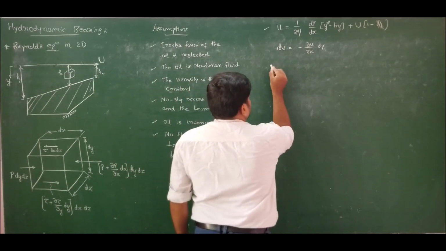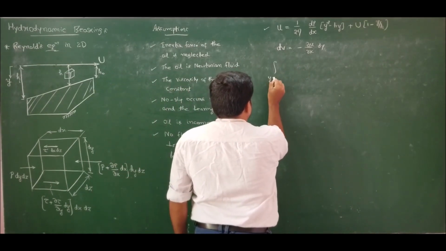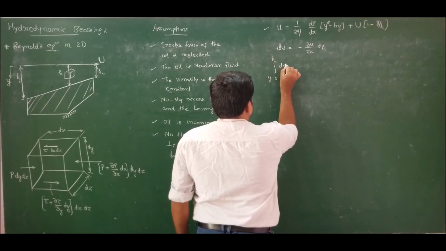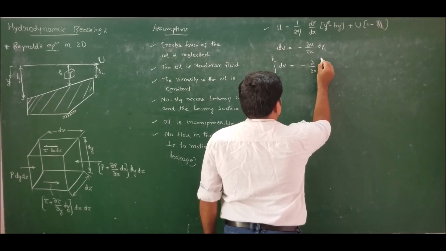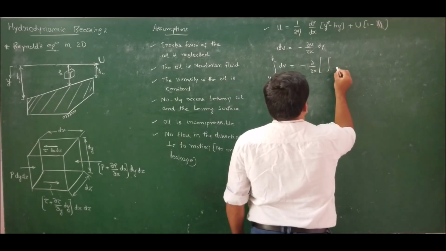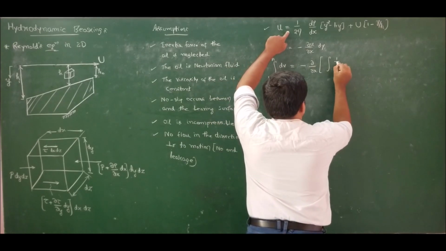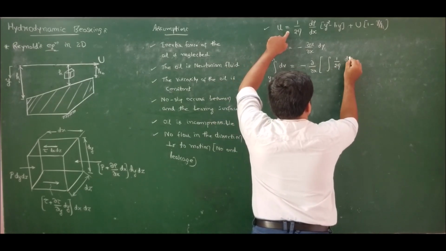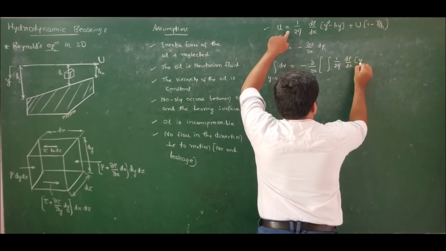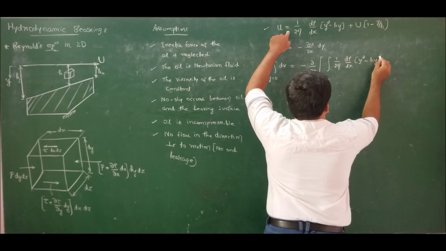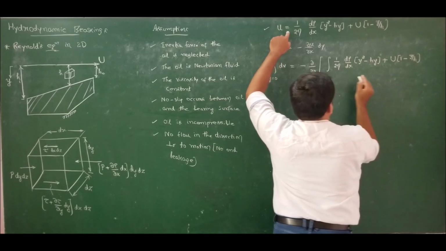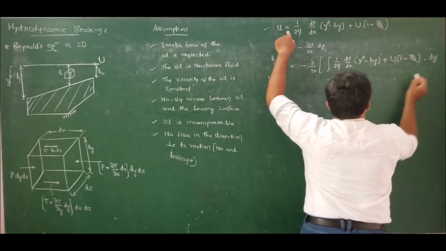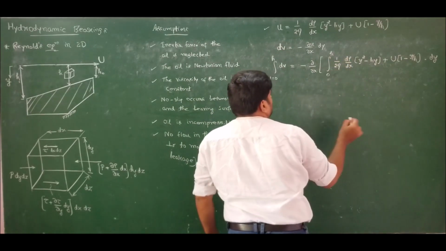If I integrate this, we have the integral from y equal to 0 to h of dv is equal to minus dou by dou x of the integral of u, where u is 1 by 2 eta dp by dx (y square minus hy) plus maximum velocity times (1 minus y by h), with respect to dy, where y varies from 0 to h.